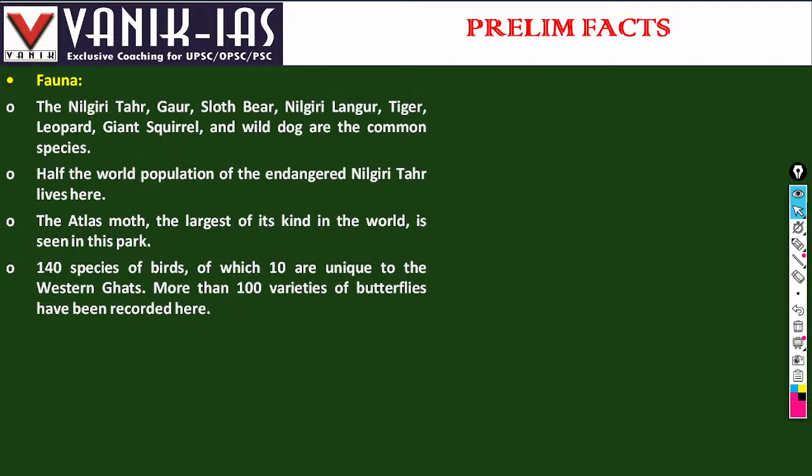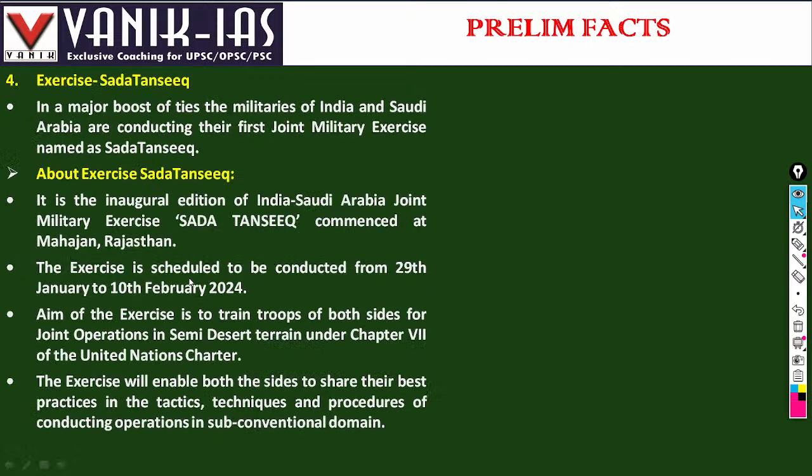So half of the world population of the endangered Nilgiri Tahr lives here. The Atlas moth, the largest of its kind in the world, is seen in this park. There are 140 species of birds, of which 10 are unique to the Western Ghats. More than 100 species of butterflies have been recorded here.